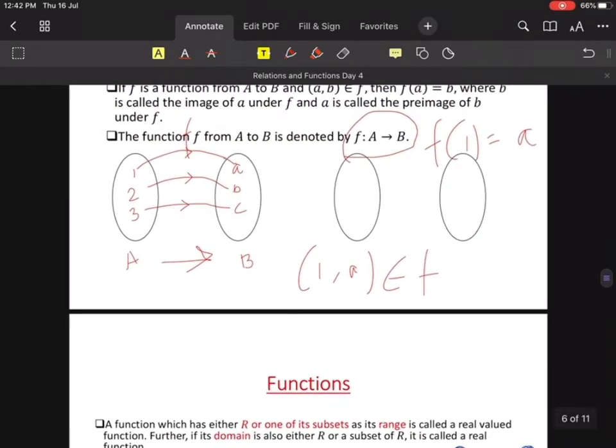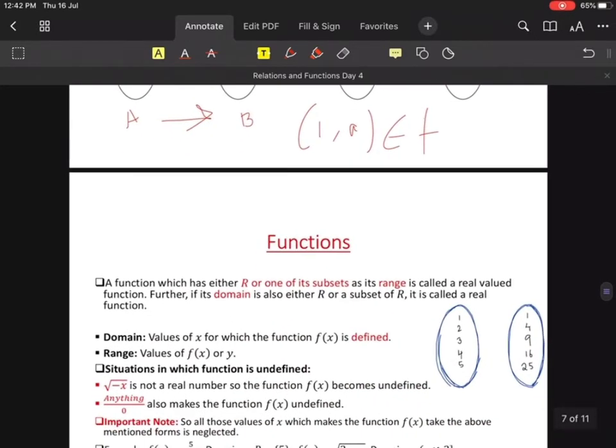So a function which has either real numbers or one of its subsets as its range. Range means what? Range means this part. Everyone, please understand this one. Range means this side, and domain means this side. Range is this side, domain is this side. Clear? I am starting from the domain, I am ending at the range. So if one of its subsets is its range, then it is called a real valued function.